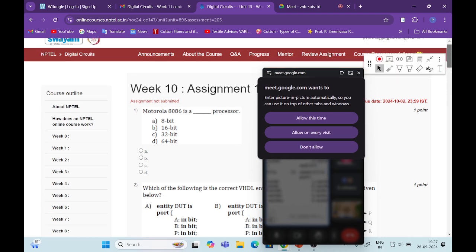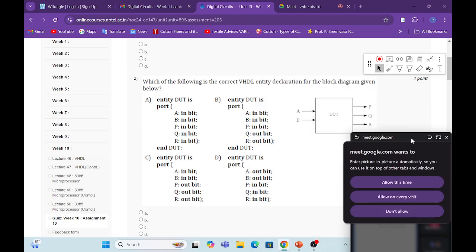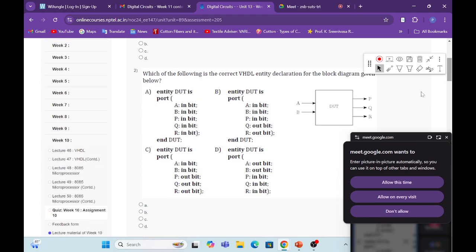Which of the following is the correct VHDL entity declaration for the block diagram given? A and B are the inputs to the block and P, Q, R are the outputs. Entity DUT is port A in bit, B in bit, P in bit, Q in bit, R in bit. So DUT is the function, not the ports. A and B are in bit, that means input ports, and P, Q, and R are the output ports. Right. So which option can be correct?